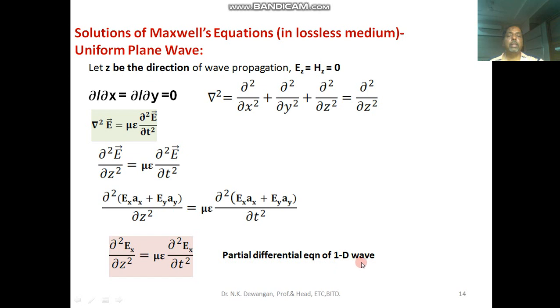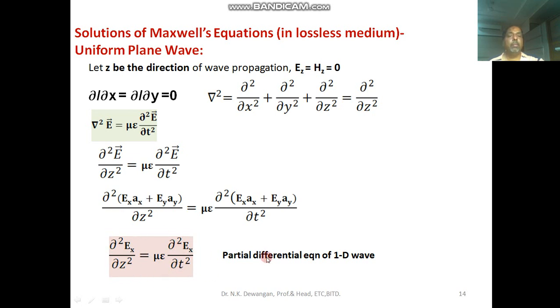So this is the one dimensional wave equation for the electric field that has an x component. So del 2 Ex divided by del z square is equal to mu epsilon del 2 Ex divided by del t square. So this will be the wave equation, the one dimensional wave equation we can say.